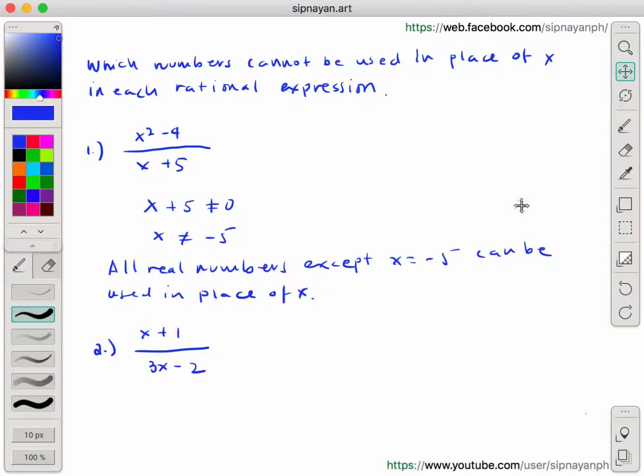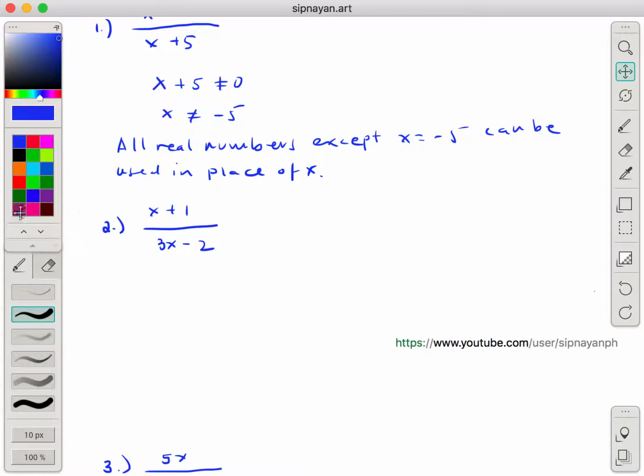So, the same goes for the second. The denominator cannot equal 0, so 3x minus 2 must not equal 0. Meaning 3x must not equal 2. Adding 2 to both sides, the 2 cancels and 3x is left. And then we have plus 2 here, 0 plus 2 is 2. And then we divide both sides by 3. Not equal to 2 over 3. So, x is not equal to 2 over 3.